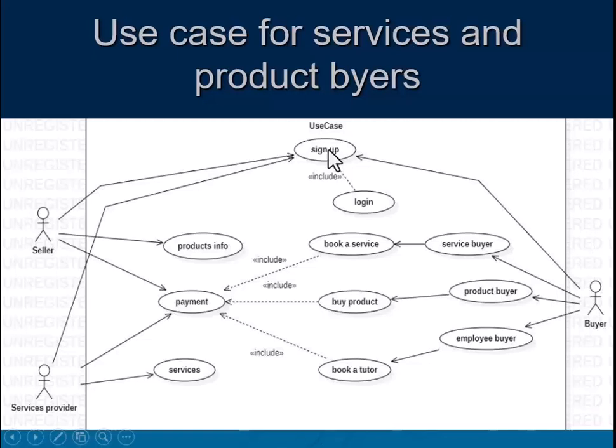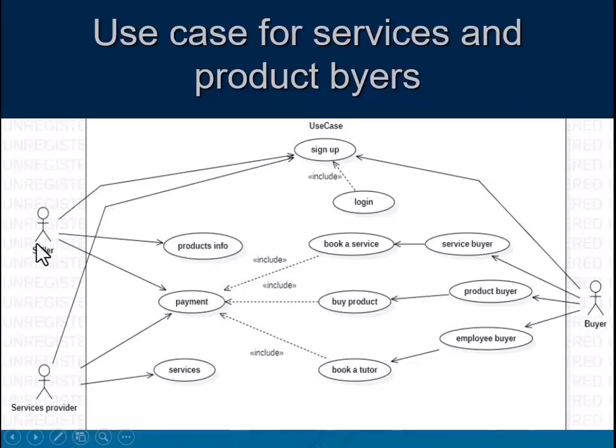So sign up. First of all, seller, service provider, and buyer will sign up to the system. This means if their account does not exist in the system, they will open the account. So the first feature is the sign up. Here we have the login system. For login, we have to sign up first. So this means login must include the sign up.